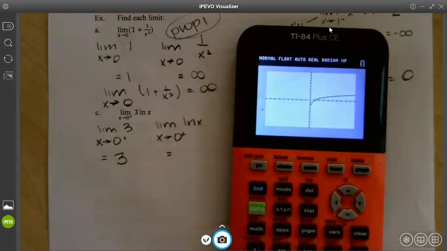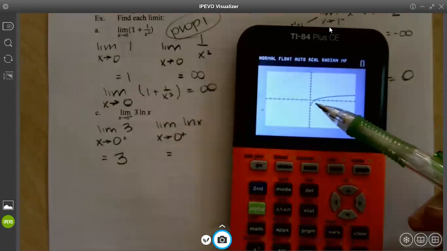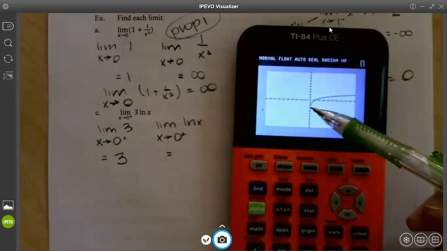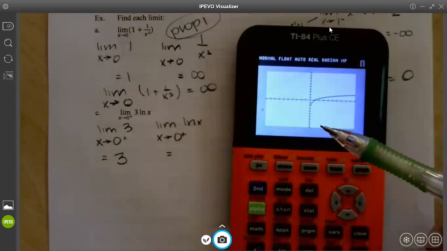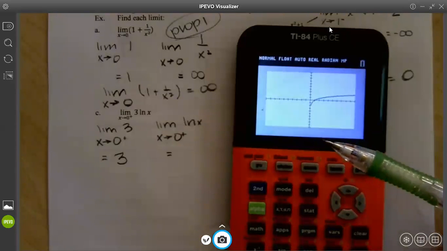What are you thinking it is? Don't just sit here and talk. What do you think it is? 1. We're approaching 0 from the right, so it's definitely not 1. It looks like it's -2, right? It's really not. It's really not.